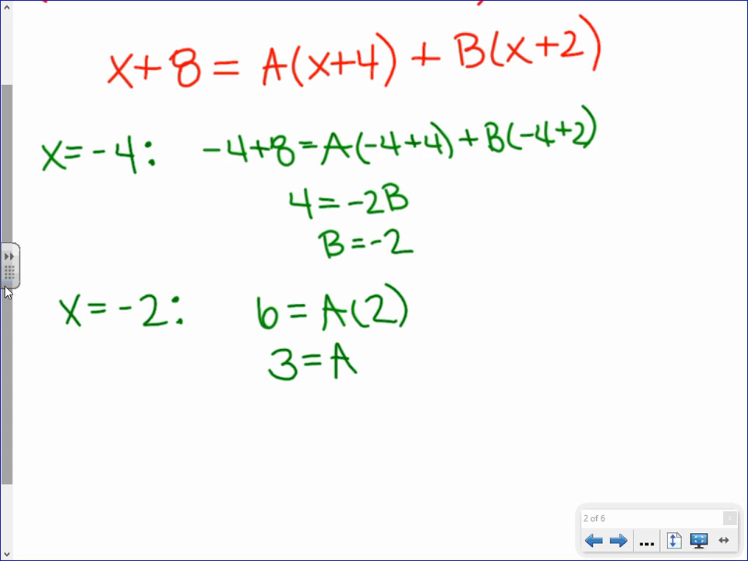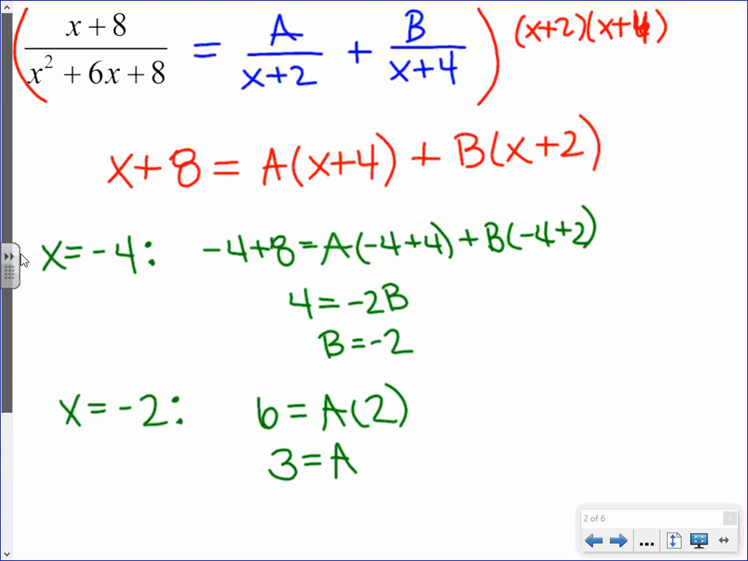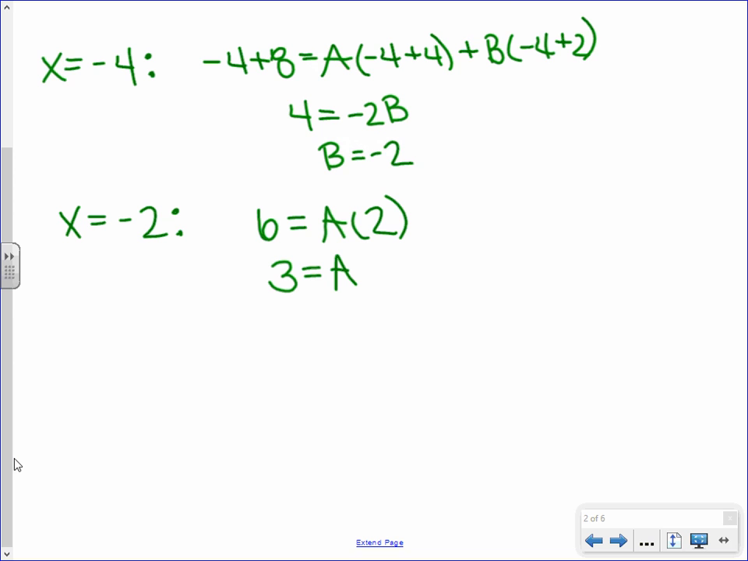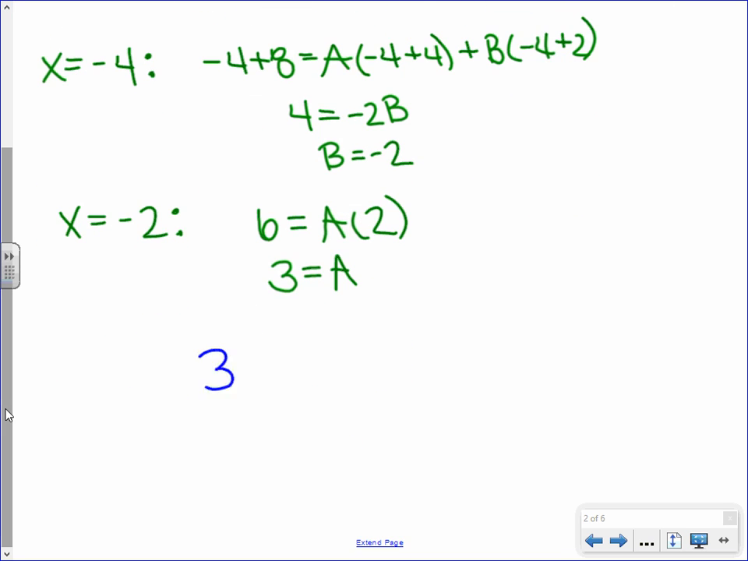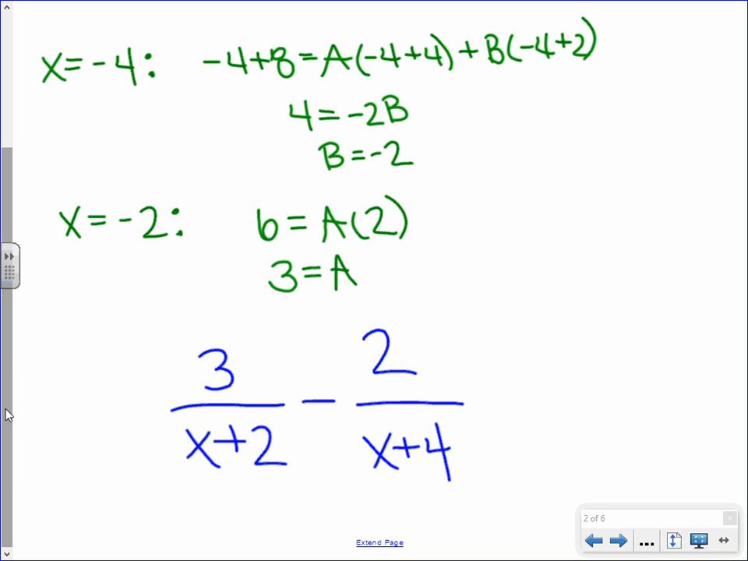So by strategically picking numbers to plug into x, we have solved for A and B. Now we can come back to the beginning, and in our partial fraction decomposition, we can just replace A and B. So instead of A over x plus 2, we have 3 over x plus 2. And since B is negative, we can simply write -2 over x plus 4. If you write plus -2 over x plus 4, I'm not going to be upset, but it is possible to write it like this.